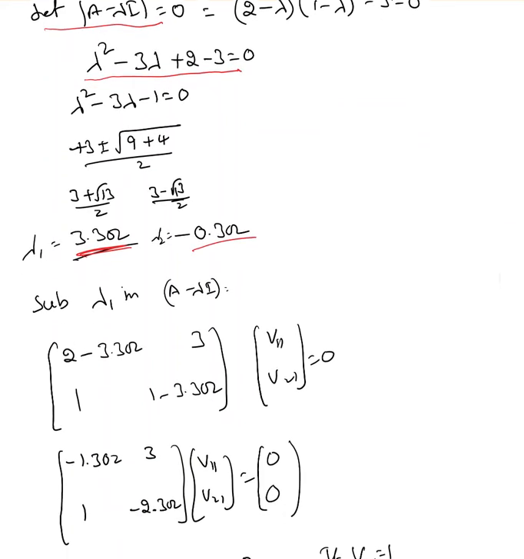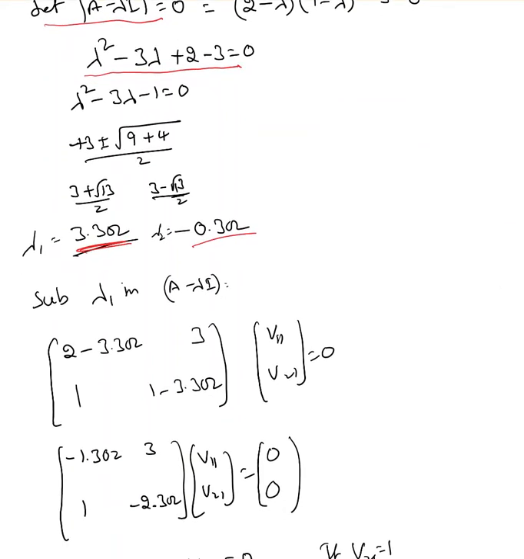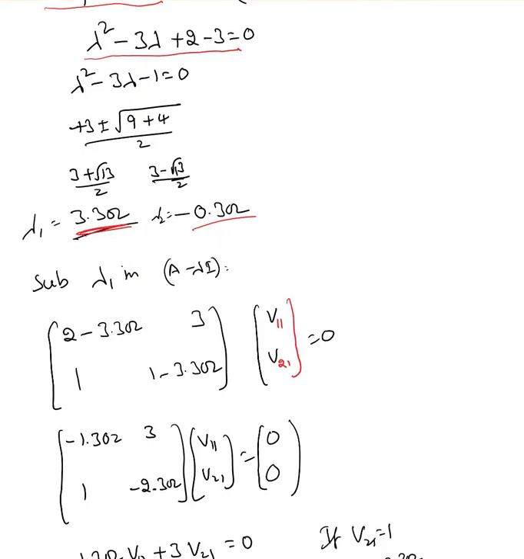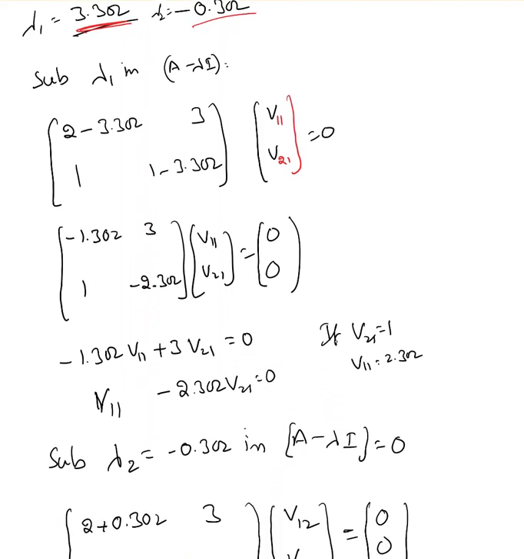So substitute lambda 1 in A minus lambda I. So [2 minus 3.302, 3; 1, 1 minus 3.302] times [v11; v21]. Sorry, my writing is not good. Make it equal to 0. Based on this, I end up with two equations that are the same. Definitely we will end up with the same equation.